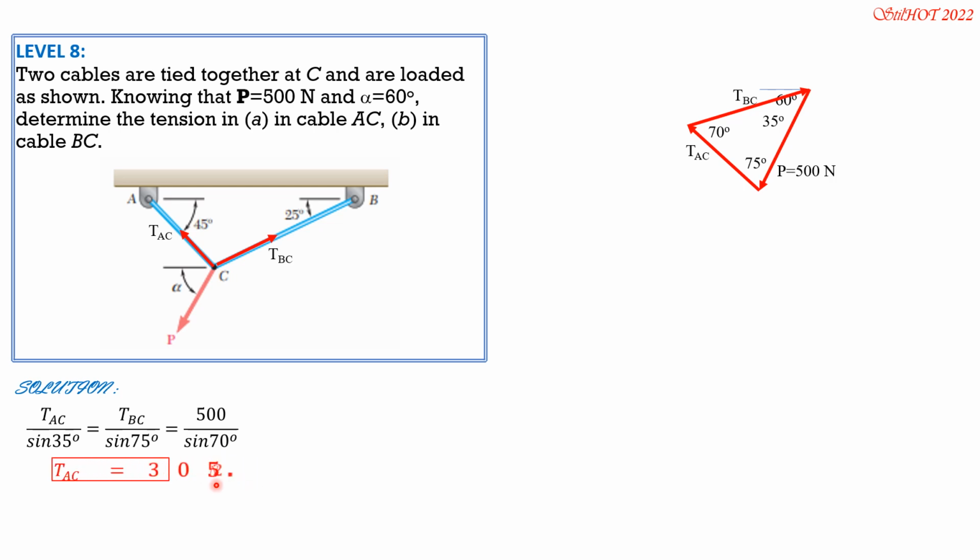So tension AC is equal to 305.2 newtons. Tension BC is 500 sine 75 over sine 70. So tension BC is 514.0 newtons.